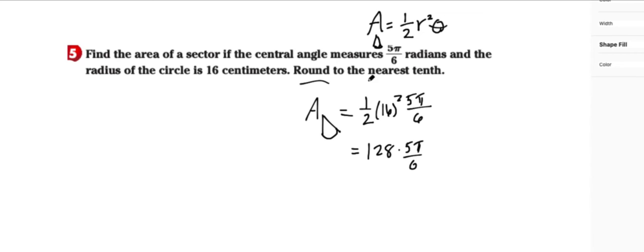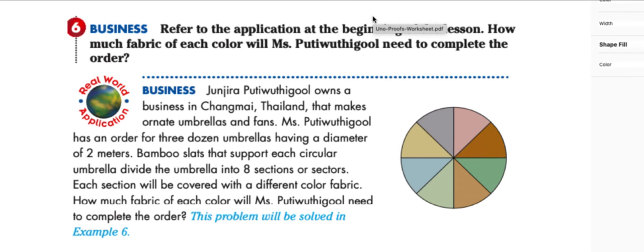And since I say round it to the nearest tenth, I'm going to take this opportunity to grab my calculator and actually calculate it using a little bit of technical help. And with that technical help, I get 335.1 centimeters squared, because I think we were talking about centimeters earlier here. And so that's example 5. Which brings us to our final example.